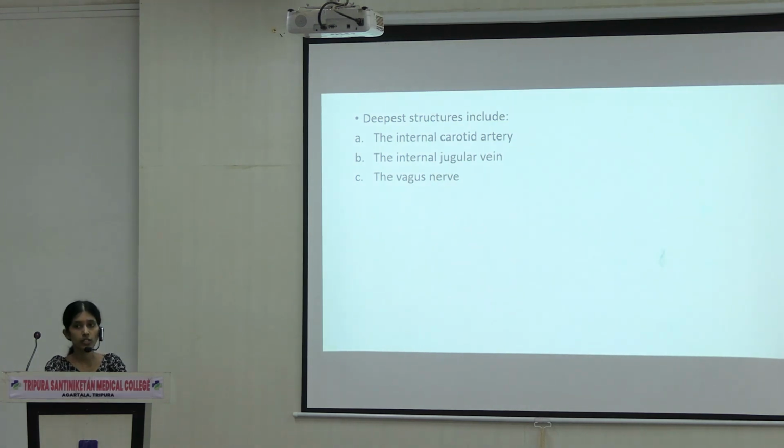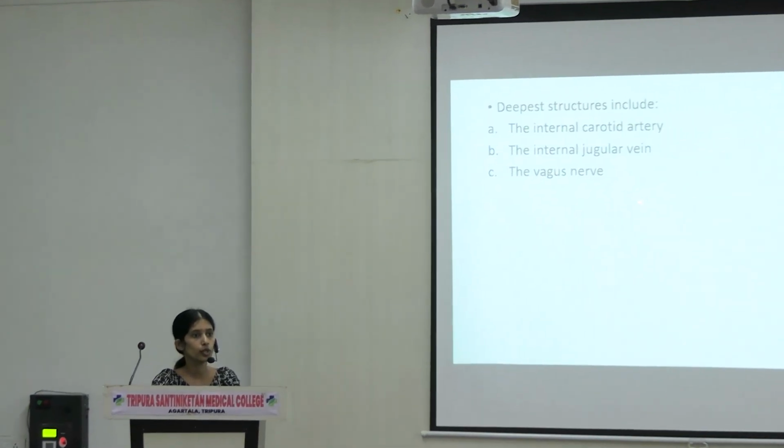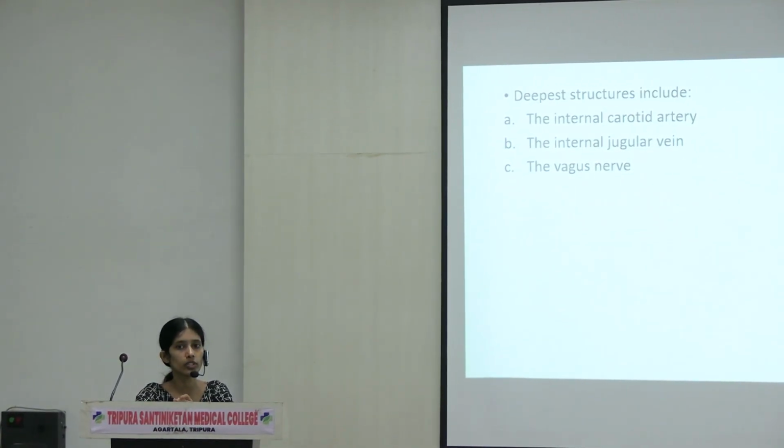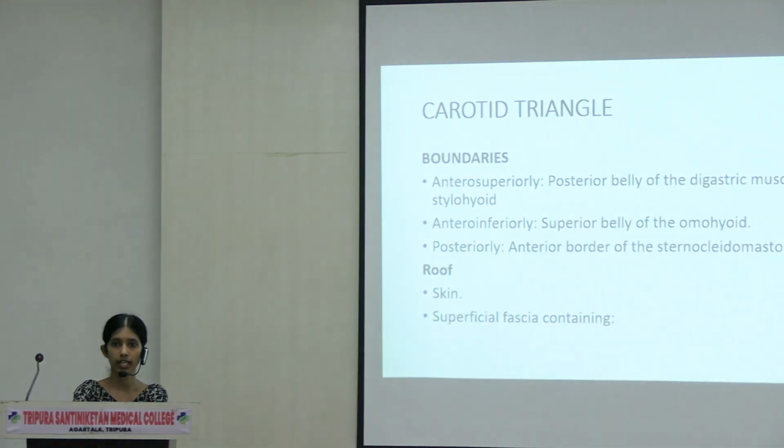The deepest structures present in which triangle? Digastric triangle: internal carotid artery, internal jugular vein and also vagus nerve. These three structures you can see in your carotid triangle also. These are a few important structures you see in both your digastric triangle and carotid triangle, present in the deepest parts. Okay. Next we have the carotid triangle.